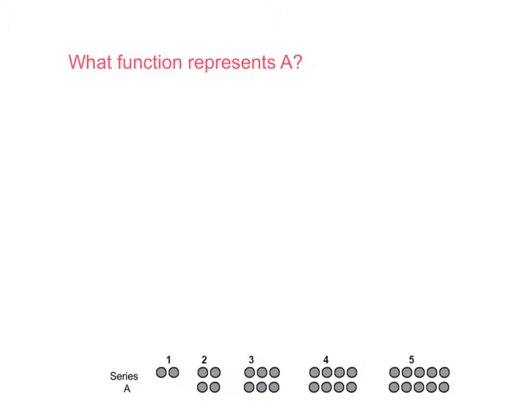So the big question is, what function represents A? In this case, we're really looking at Series A as the problem. We want to know what mathematical expression will actually represent Series A. To do that, we need to figure out a couple of things first. Number one, we need to know what A represents and what our variable x is going to represent. In this case, A is simply our result, or the number of dots in each value.